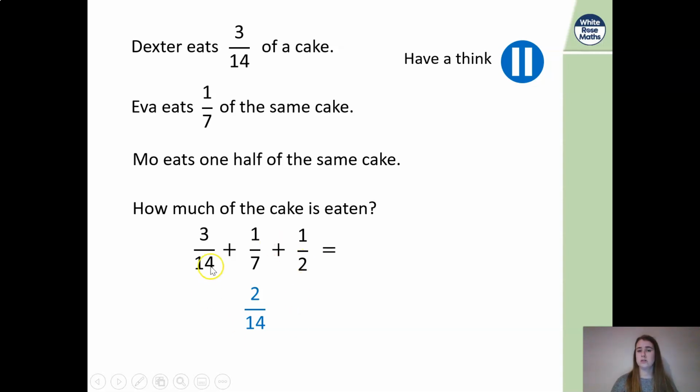And 2 into 14 goes 7 times, so 1 times 7 is going to give us 7. So we've got to add 3, 2, and 7 together. We know that the 7 and the 3 equal 10, so it's just 10 add 2. It's going to give us 12 out of 14. Can that be my final answer? Or can I simplify that? Okay, I can simplify that.